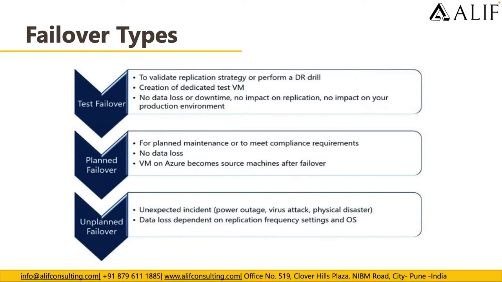Failover types. We have three failover types in ASR. We have a test failover, which is used to validate the replication strategy or perform a DR drill. We have a planned failover for planned maintenance or to meet compliance requirements. And we have an unplanned failover, in which an unexpected incident happened, maybe a virus attack, a power outage, or a physical or natural disaster. In this case you need to initiate the DR, right? And you need to do a failover to the DR location or the DR infrastructure, right?